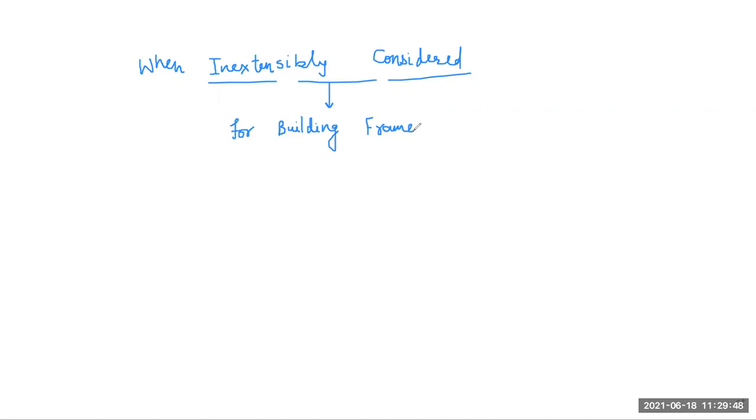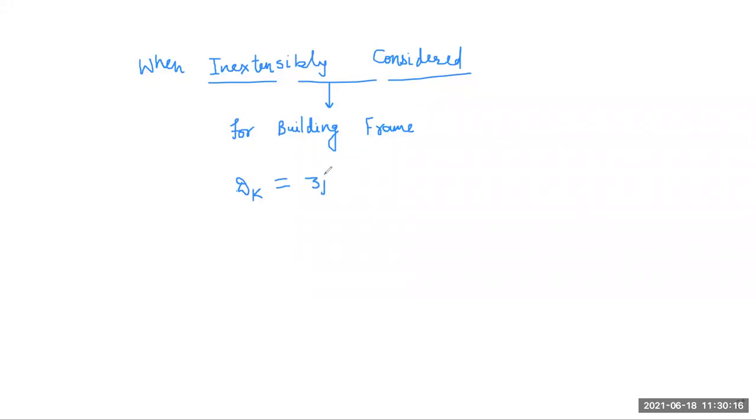So can anyone say what is the degree of kinematic indeterminacy in this case? What is the value for inextensible members? Dk is equal to 3j minus r minus m. Okay, good.